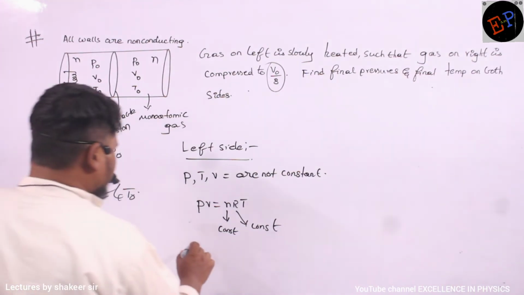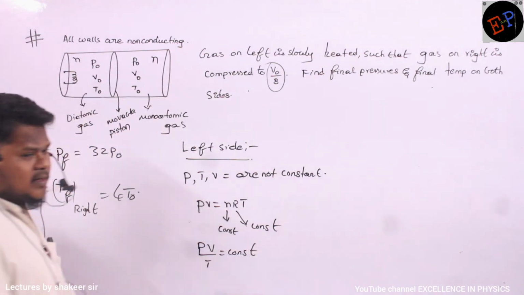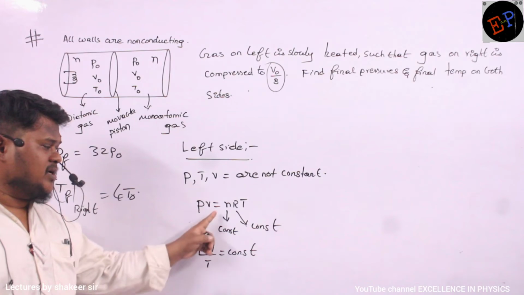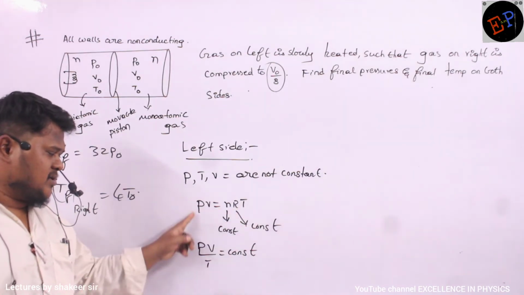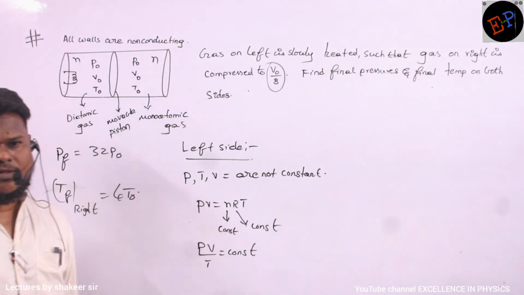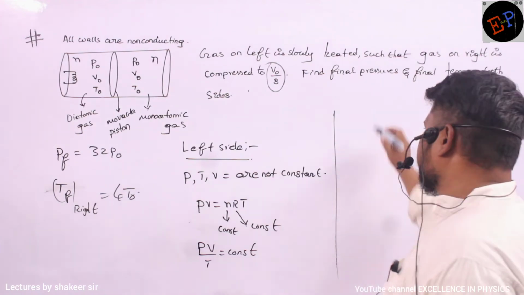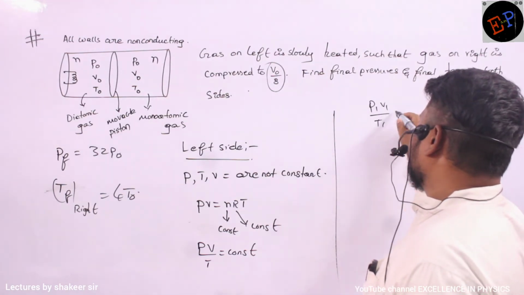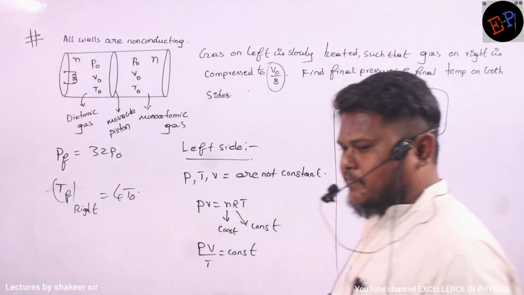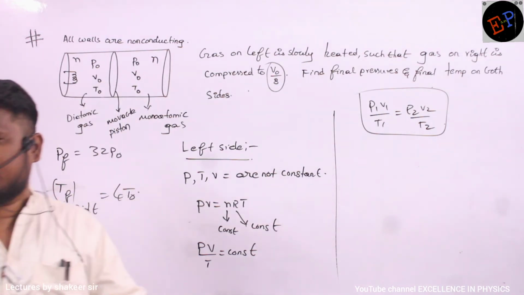So can I write that PV by T should be constant? Pressure is not a constant, volume is not a constant, temperature is not a constant. Only nR is a constant. So take temperature to the same side, then PV by T is a constant because nR is always a constant. So for two different conditions, I can write P1 V1 by T1 equals P2 V2 by T2. This is a very, very important relation, which we can use when no variable is a constant. All of them are changing.